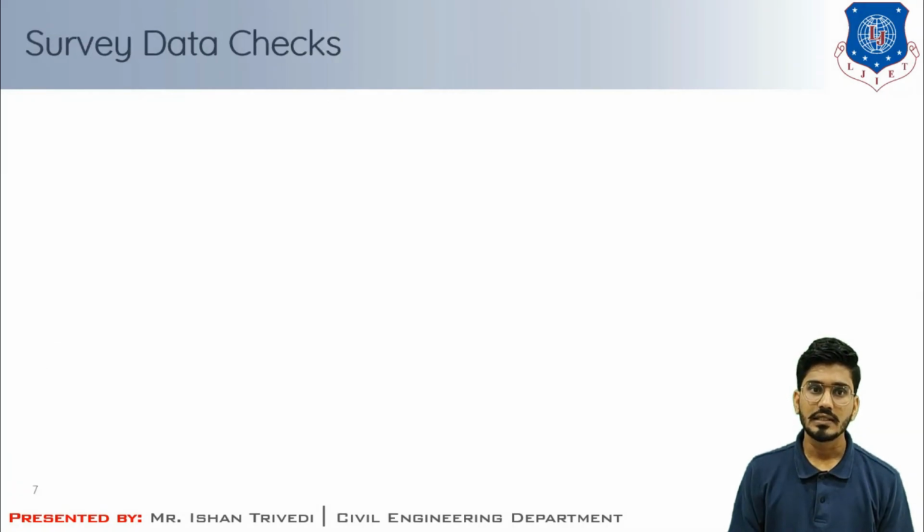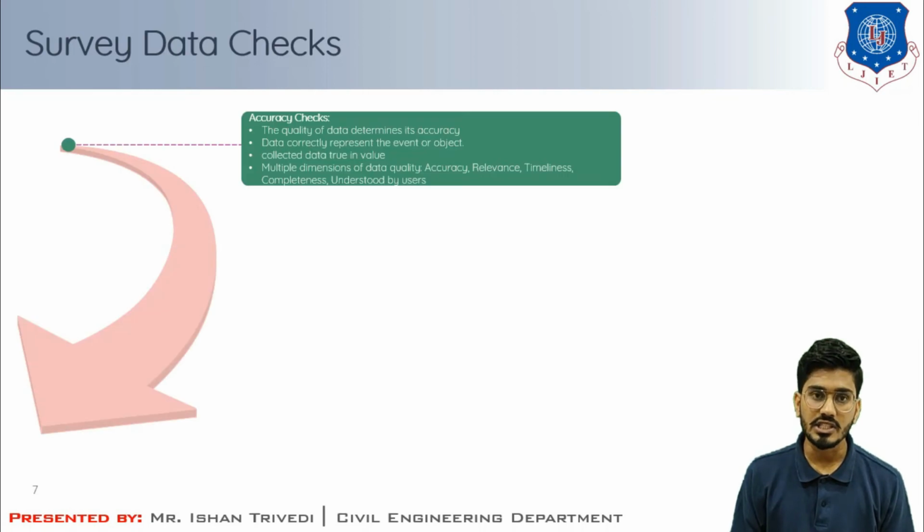Now the survey data checks. The data collected for transportation planning by various methods are required to be checked for their accuracy, consistency, and uniformity. There are four types of check, that is accuracy check, screen line check, consistency check, and cordon line check. So first, let us start with the accuracy check.